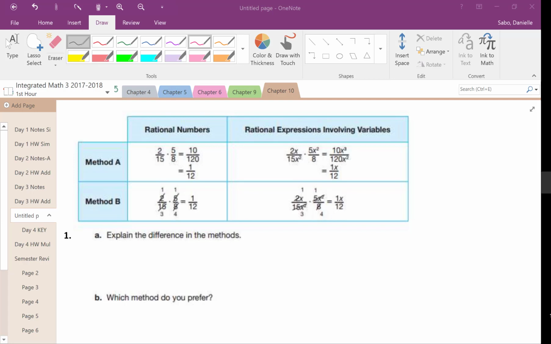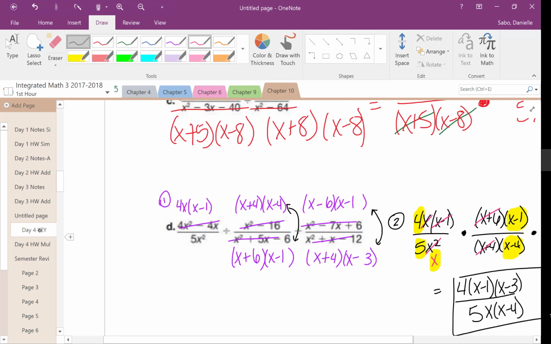When you get to tougher problems, however, when you have a lot of variables going on, when you have a lot of factoring, the most preferred method would be method B, to be able to reduce before you multiply, or sorry, before you answer the question. Before you multiply. Oh, my brain. Again, because it gets really messy. So make sure you kind of understand that.